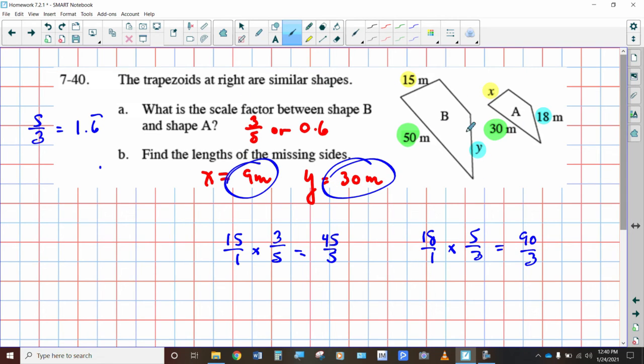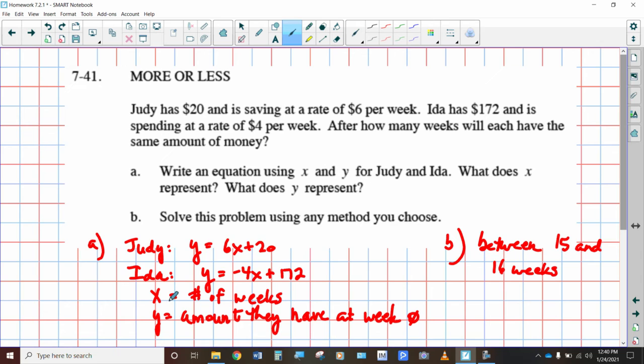Okay, so you just take corresponding sides, determine the scale factor as a ratio, and then decide whether you want to use the ratio that's greater than 1 or less than 1 as your scale factor as you are solving for the missing side lengths.